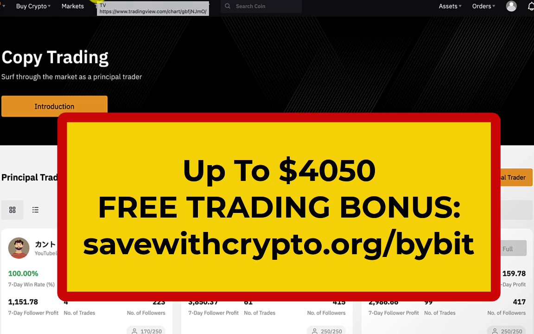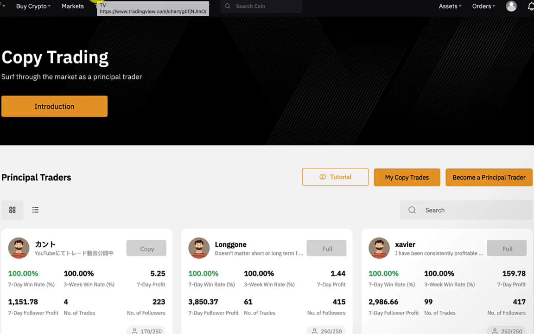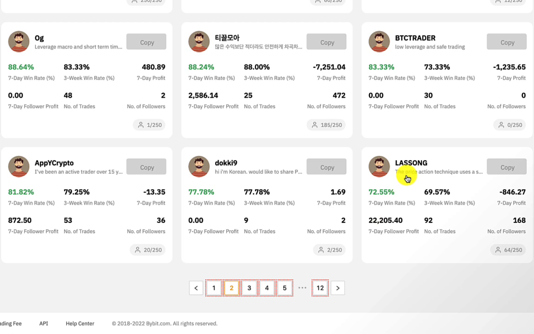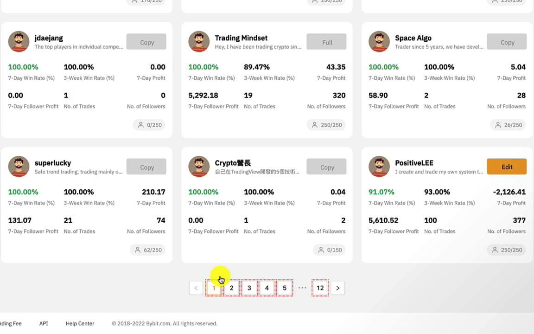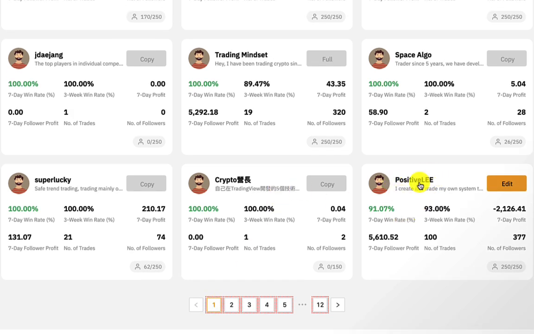So what I did yesterday, I started off with a trader called Lasong, and he did pretty well actually. I'll show you in a moment, but he did 3 trades which were all winners. However, I did notice on the first page at one point this guy Positive Lee was available because he had 249 followers and each trader is allowed 250 followers, so I did grab that position and I did record it, so I'll just show you how I did that right now.